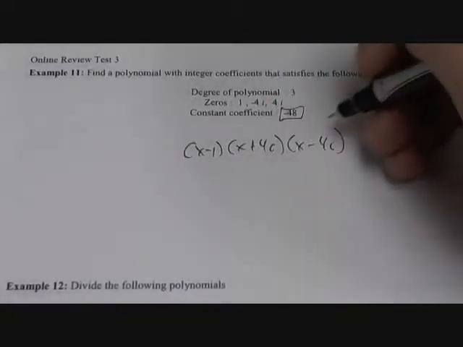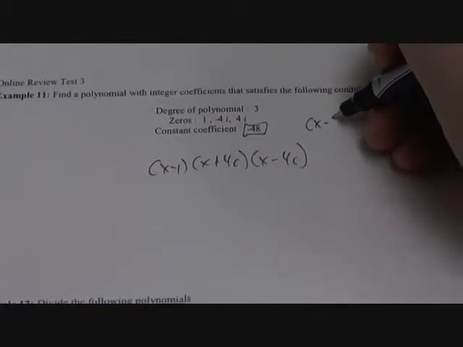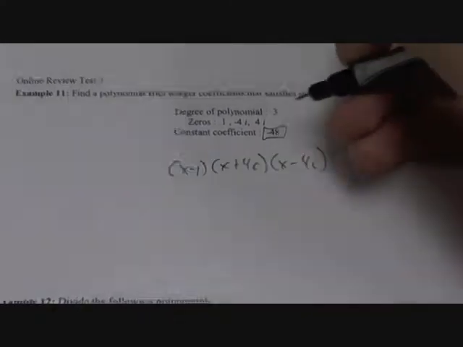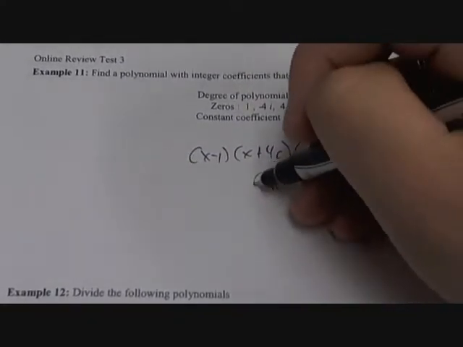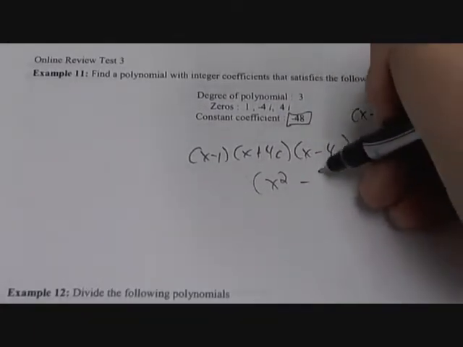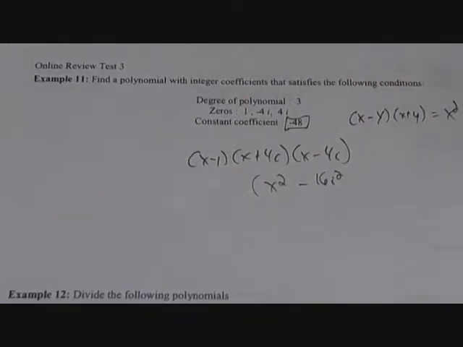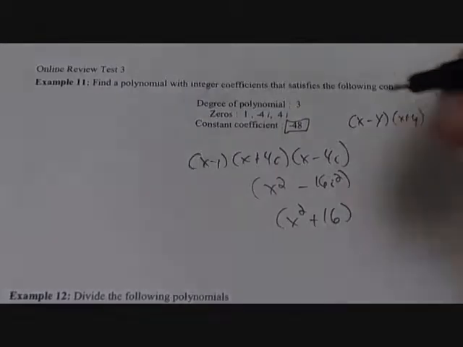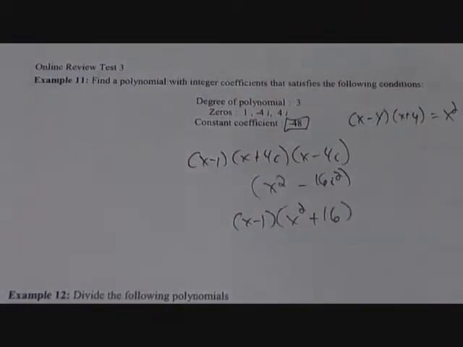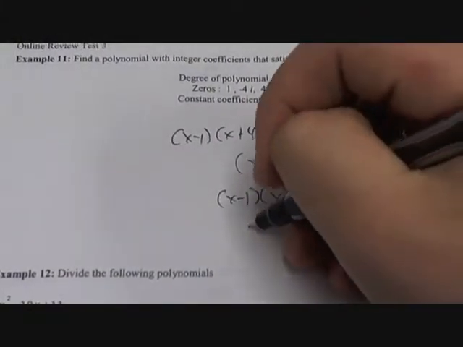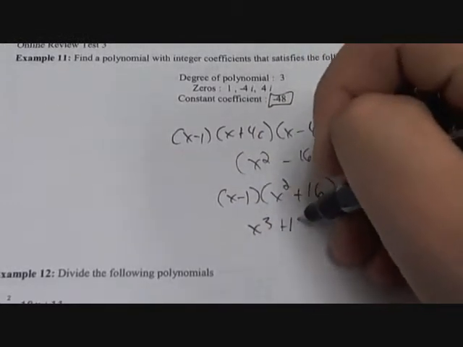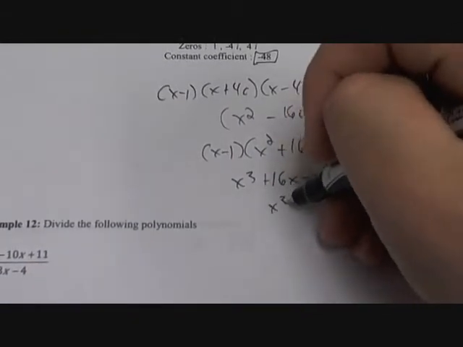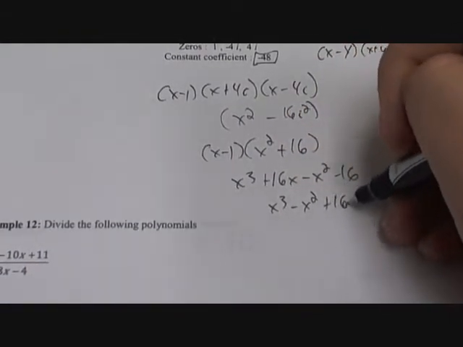So this pretty much uses the property that x minus y times x plus y is just x squared minus y squared. So it's going to be x squared minus 16i squared. And i squared is negative 1, so it becomes x squared plus 16. Now we're going to multiply that by x minus 1. Okay, so distribute everything, so it's x cubed plus 16x minus x squared minus 16. Rewrite everything: x cubed minus x squared plus 16x minus 16.